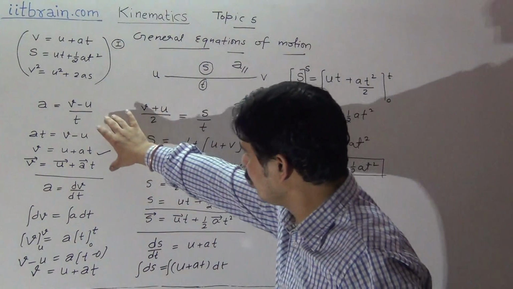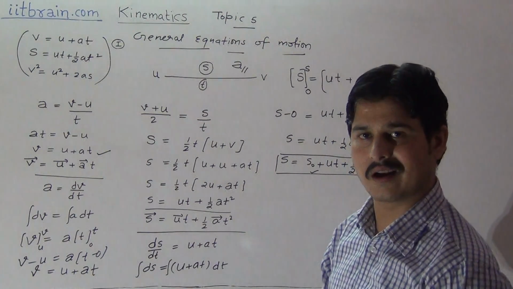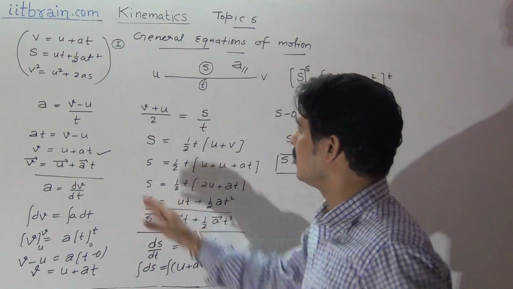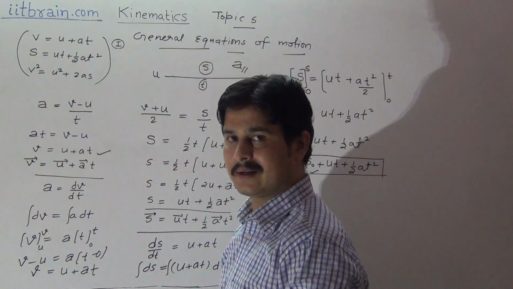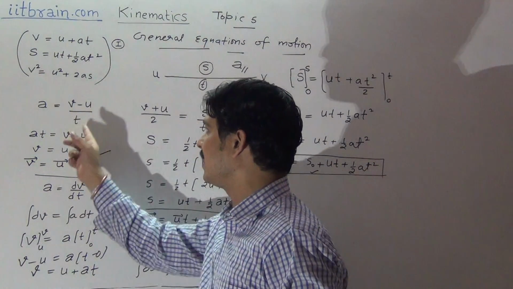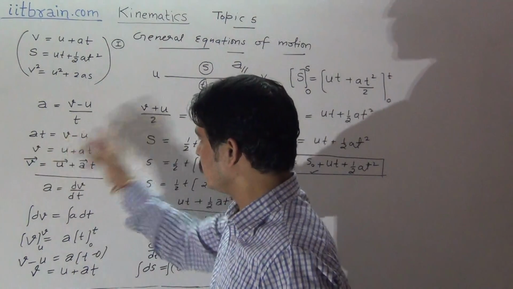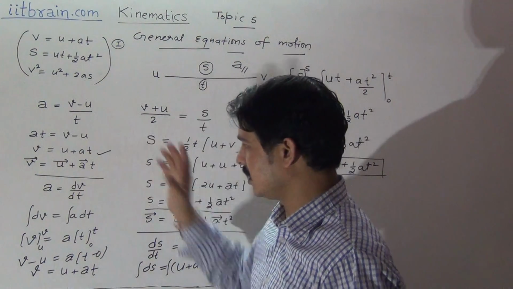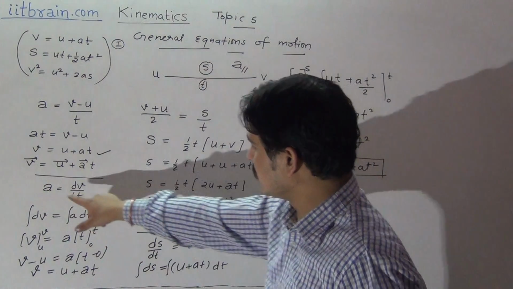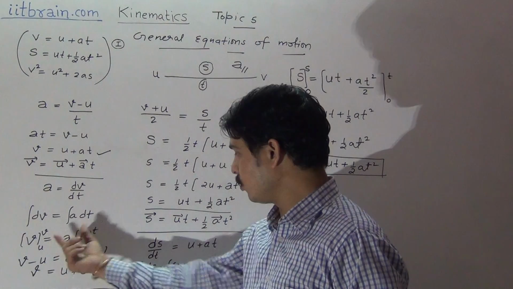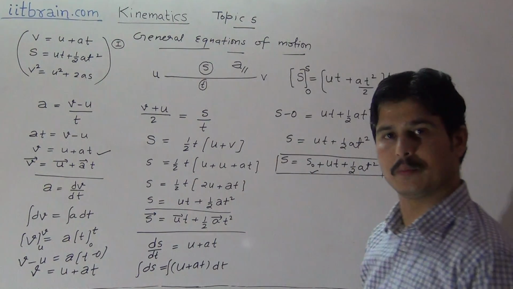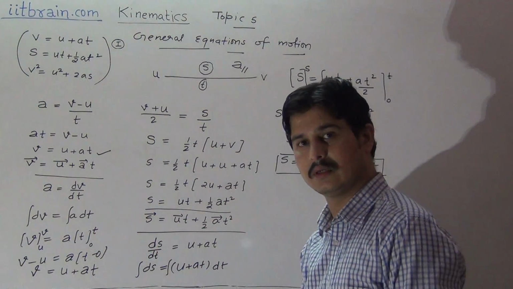So we are first telling you the normal method of generalizing the equation, then the calculus method. So the first equation once again: a equal to (v minus u) by t by definition of acceleration. So v minus u is at and v is equal to u plus at in vectorial form. Second, acceleration is dv by dt. So dv is a dt. On solving it, you will get v is equal to u plus at. This is the first equation of motion.